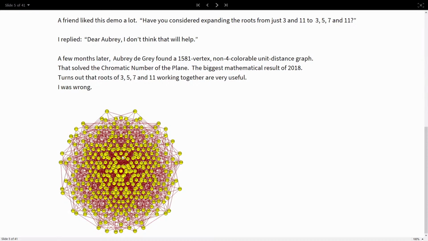Aubrey de Grey then found a bigger graph with this many vertices, and he basically solved the chromatic number of the plane problem in 2018. It was the biggest result of the year, and I almost talked him out of solving the problem. So I was wrong with this. That happens quite frequently, where you make a mistake in mathematics. So I'm one that's frequently on the wrong side. However, I still have a lot of fun doing this, but this is probably my biggest mistake so far in recreational mathematics.